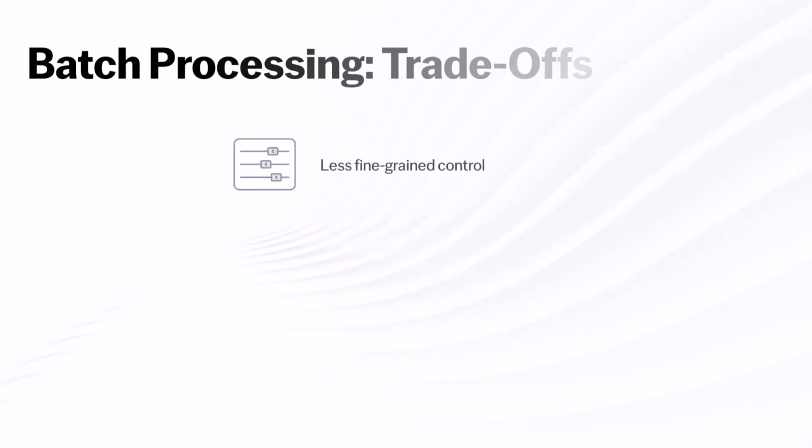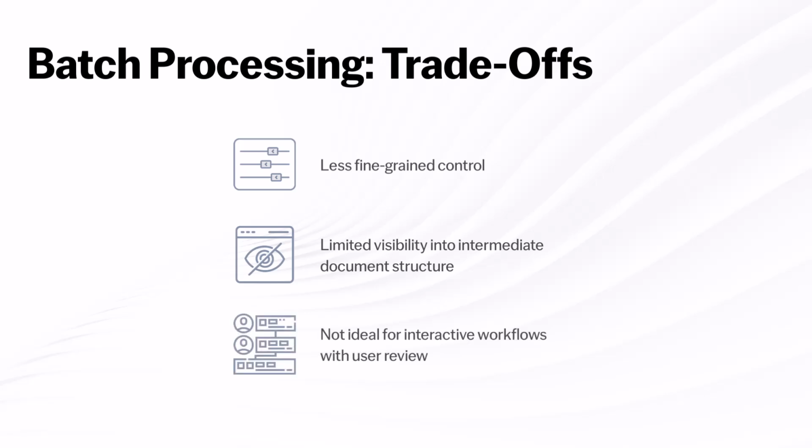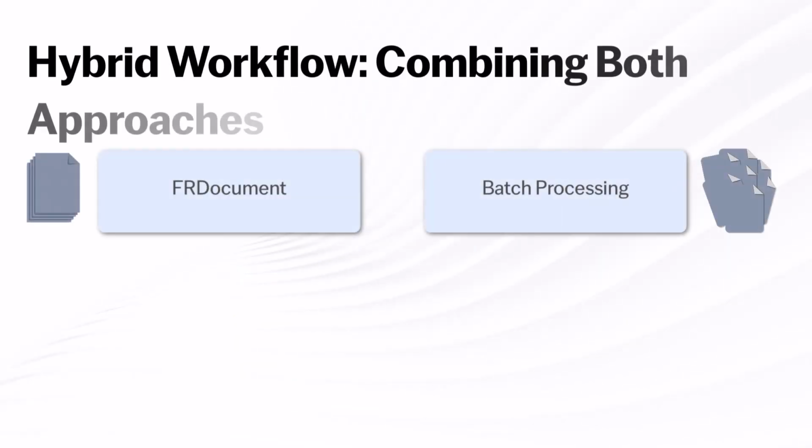The trade-offs are reduced fine-grained control and limited visibility into intermediate document structure during processing. For that reason, batch processing isn't a good fit for interactive workflows where users need to review or adjust results between stages. In real projects, these two approaches aren't mutually exclusive.